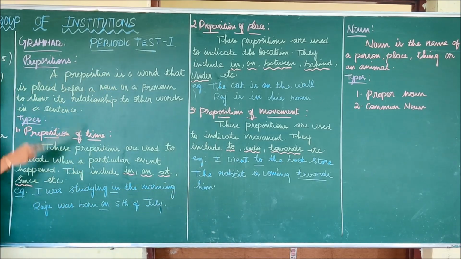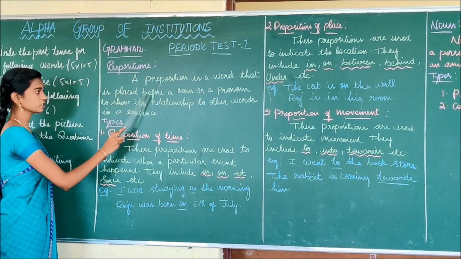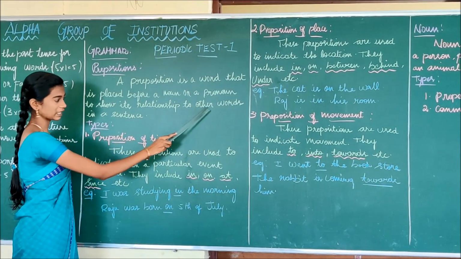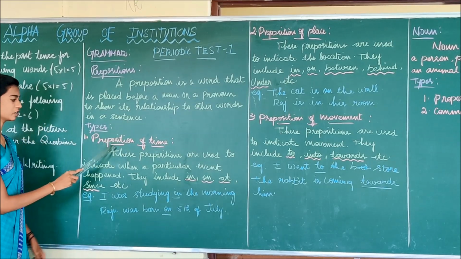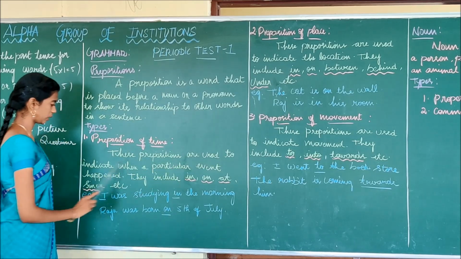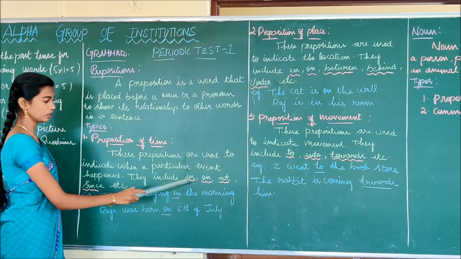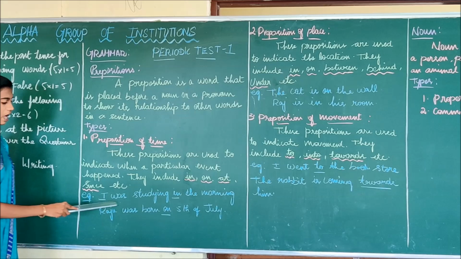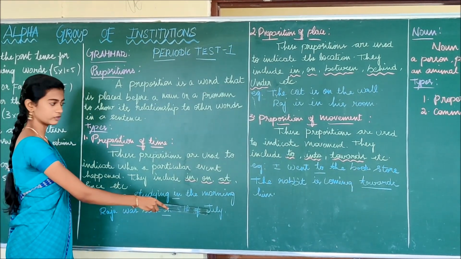Shall we read from first? Prepositions. A preposition is a word that is placed before a noun or a pronoun to show its relationship to other words in a sentence. So there are three types of preposition. First one is preposition of time. These prepositions are used to indicate when a particular event happened. They include in, on, at, since, etc. Example, I was studying in the morning. Raju was born on 5th of July.